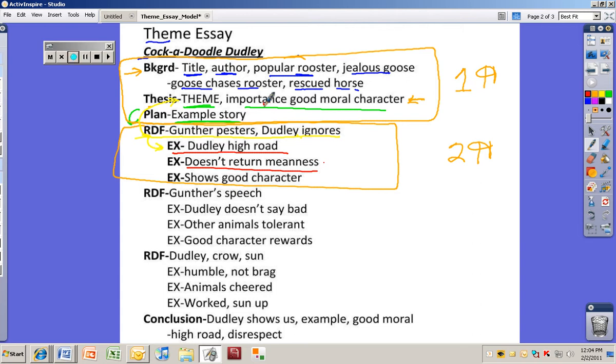And then I'm going to actually say it to my reader. Can you tell that this is showing good moral character? I'm not just going to let my reader figure out that that's good moral character. I'm going to tell them, look, that's good moral character to do something like that. This is where most kids mess up. They don't put this part at the end of their paragraph and actually tell the reader, see what I mean? It's that kind of a sentence.